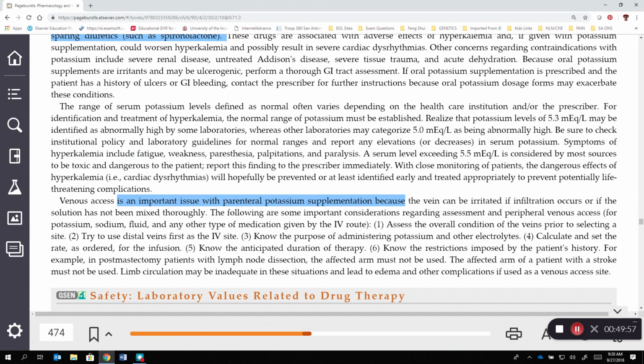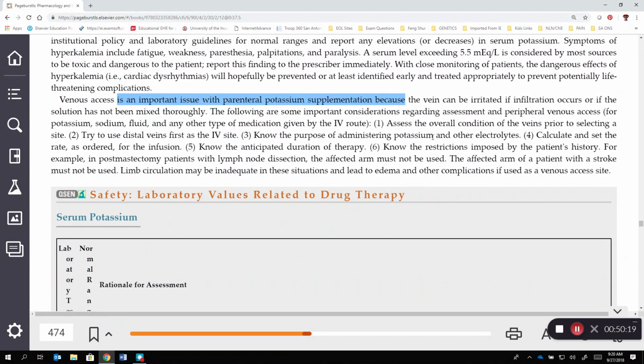We need to assess before you administer the potassium or start the infusion. Make sure that the IV site is good. How long has it been there? Is it 5 days old? Would it really be better to start a new IV? What's the condition of the site? Does it flush easily or not? So you know you need to assess the condition of your IV route and site.